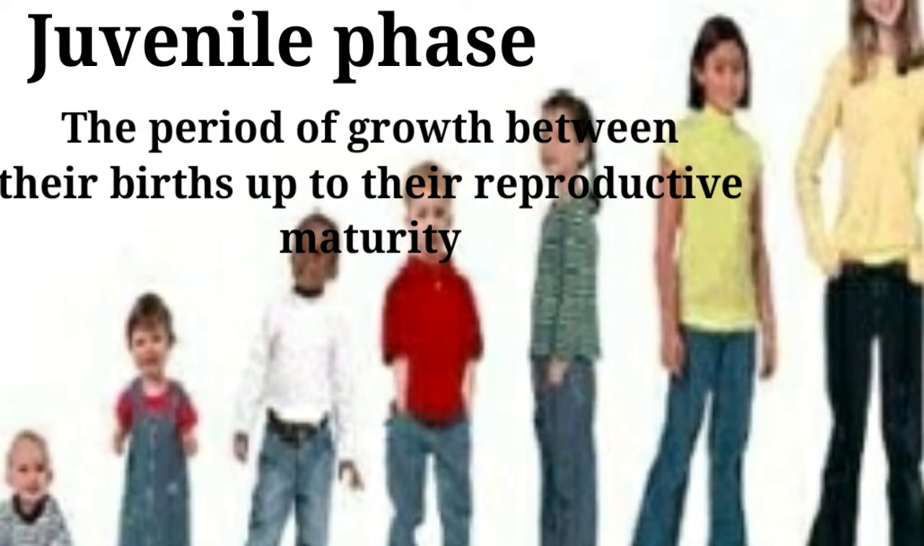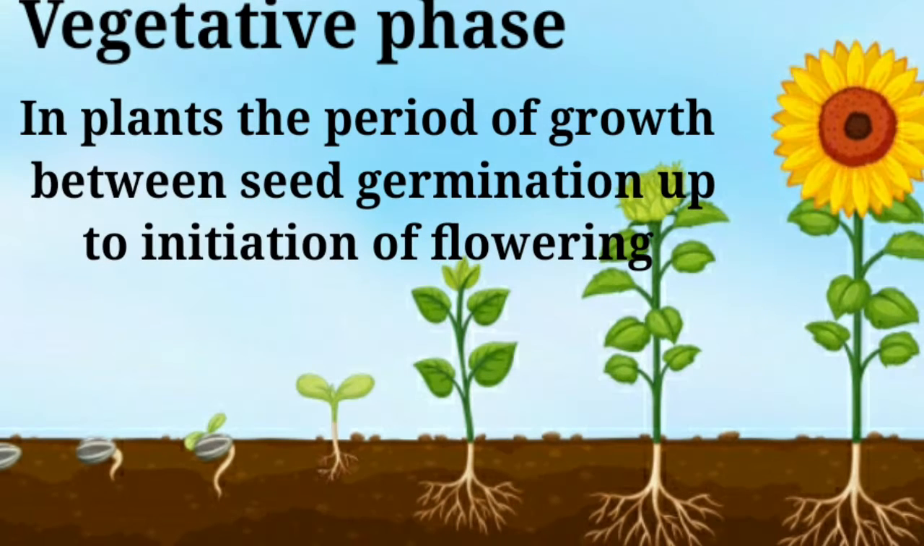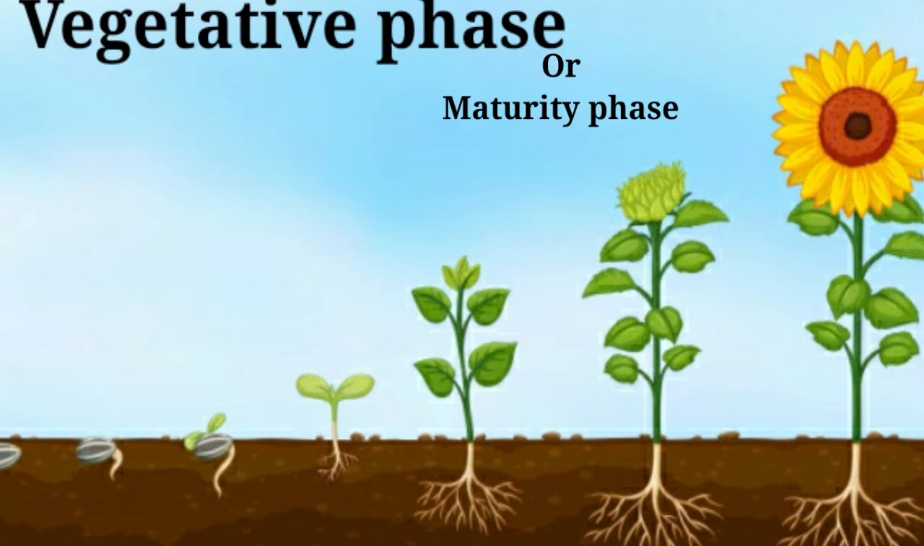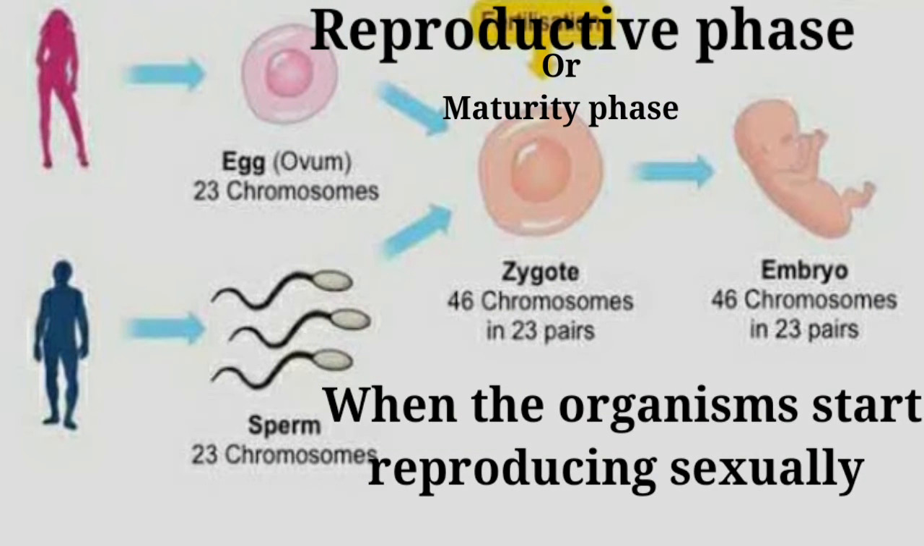What is juvenile phase? In animals, the period of growth between their birth up to their reproductive maturity is called juvenile phase. Juvenile phase is of variable duration in different organisms. Vegetative phase: in plants, the period of growth between seed germination up to the initiation of flowering is called vegetative phase. Reproductive phase or maturity phase: when the organisms start reproducing sexually, it is called reproductive phase.